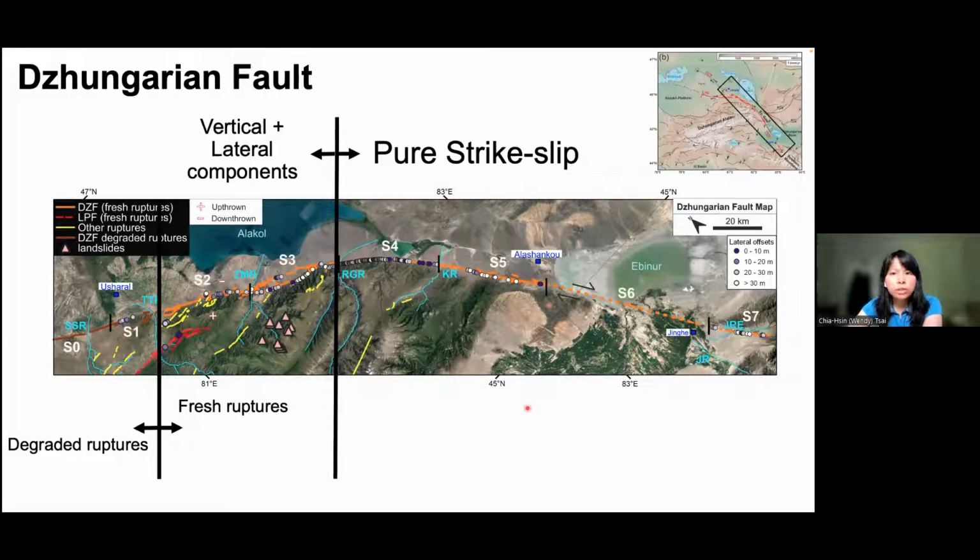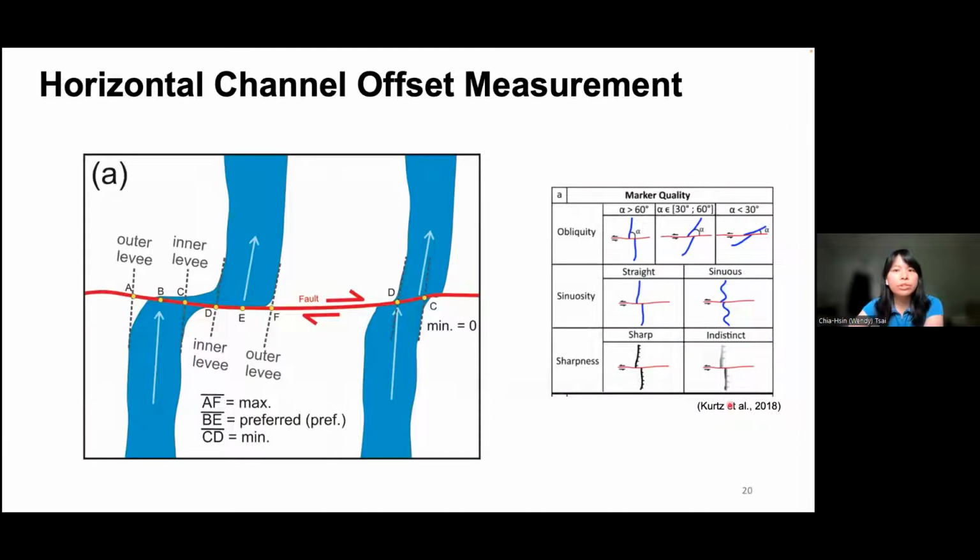So based on the morphological characteristics, the width of the fault zone, and the distribution of offsets, we divided the Dzhungarian Fault into 8 sections, and we inspect every section to find out the offsets in the most recent events. We start our investigation from the southern sections because pure strike slip offsets are easier to measure from the displaced river channels. For horizontal channel offset measurements, we set the maximum, the preferred, and the minimum values to be the distances between the outer levees, the middle, and the inter-levees of each channel. We also categorize them into different qualities based on their polarity, sinuosity, and obliquity.